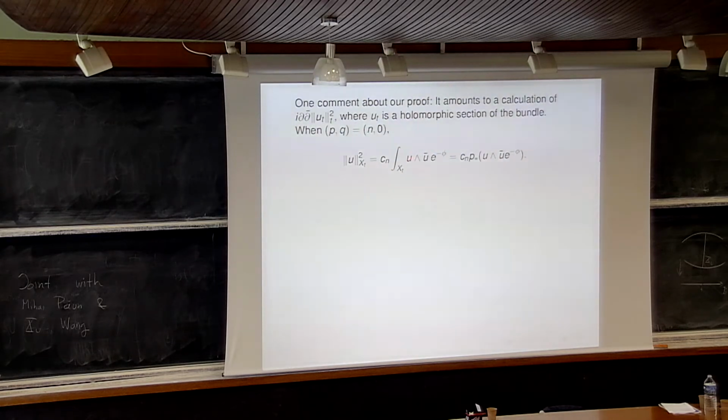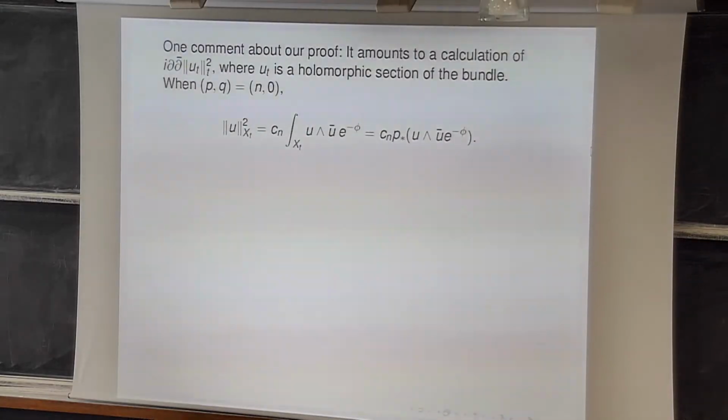So if we go back to my favorite case, the earlier case when (p,q) was (n,0), then we had a nice formula for the norm. It was just the integral of u wedge u bar essentially over X_t, which we can also view as the push forward of a form. You can look at this thing, u wedge u bar, as a form on the total space, and then you push it forward in the sense of currents, and you get a function on the base. Now if you want to compute i partial partial-bar of this, you can use that i partial partial-bar commutes with the push forward. So the d and d bar enter into there, and then you do some manipulations, and that's how you get the formula.